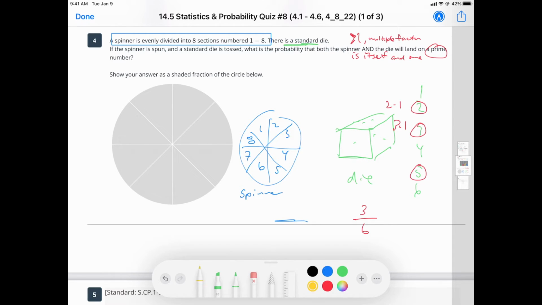On the spinner, I've got 2, 3, 5, and 7. So we have 4 out of 8 here. This would give us 12 out of 48, and 12 times 1 is 12, 12 times 4 is 48, so my answer is going to be 1/4. I'm multiplying these because they're independent. Show your answer as a shaded fraction of the circle. So 1/4 is this portion here.